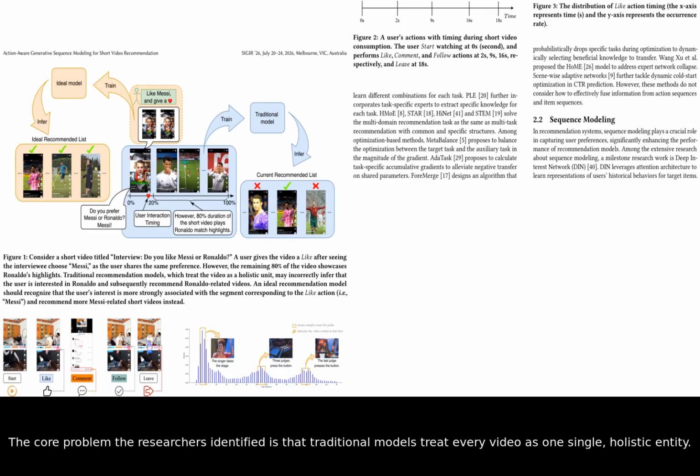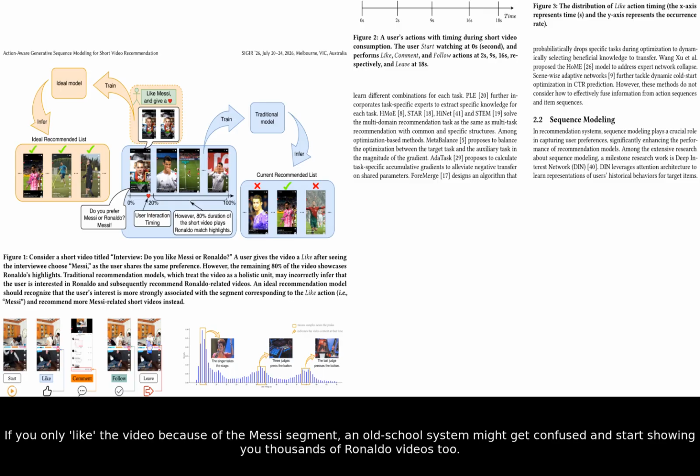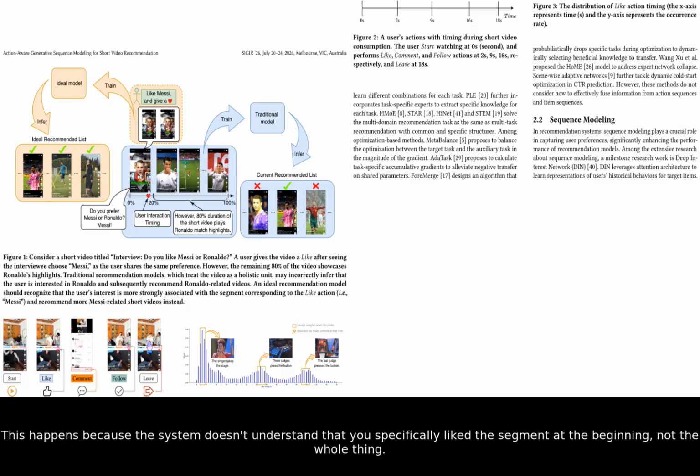The core problem the researchers identified is that traditional models treat every video as one single, holistic entity. Imagine you are watching a sports interview with highlights of two different players, like Messi and Ronaldo. If you only like the video because of the Messi segment, an old-school system might get confused and start showing you thousands of Ronaldo videos too. This happens because the system doesn't understand that you specifically liked the segment at the beginning, not the whole thing.